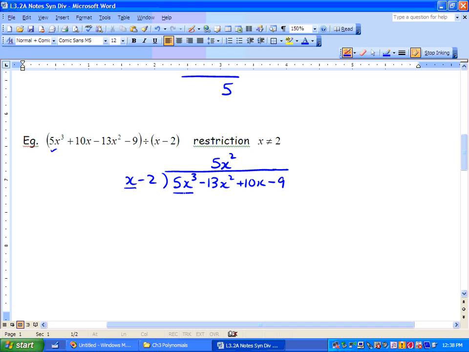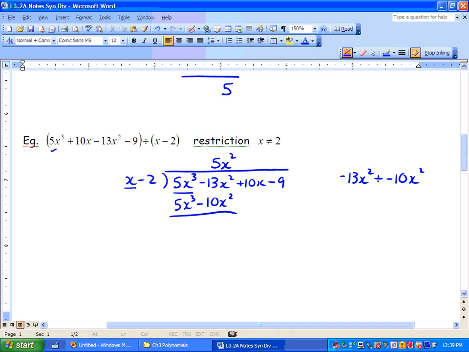And then you multiply that out here. So you're going to get 5x to the third minus 10x squared. And then I'm going to tell you that this is the spot here that is the most common source of error. I'm going to do it actually off to the side. You're going to take your negative 13x squared, and what you have to do is you have to subtract your negative 10x squared. So please take a look at that.